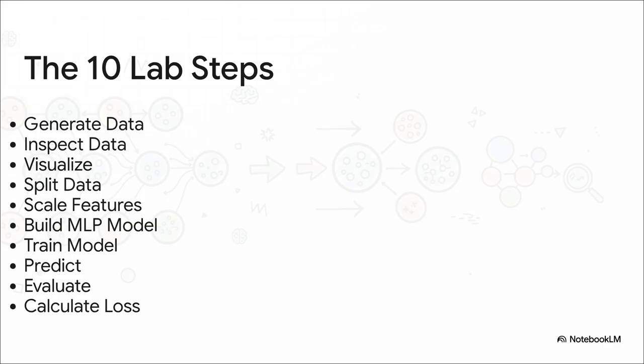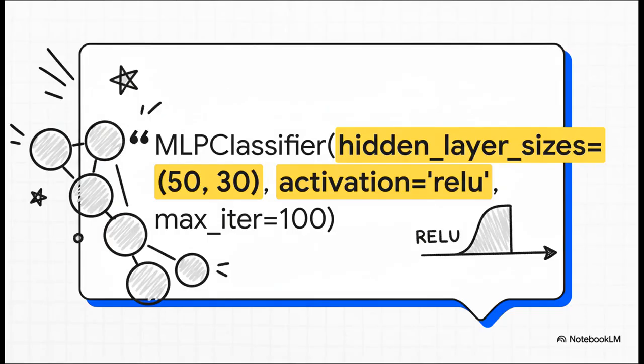And we're going to follow the standard machine learning workflow here. We'll generate the data, check it out, visualize it, split it, scale it, and then finally build, train, and evaluate our MLP model. It's a classic 10-step process. Now, this one line of code is really the heart of our entire lab. This is where we define the architecture of our neural network. We're setting up an MLP classifier with 2 hidden layers, the first with 50 neurons, the second with 30. We're telling it to use that ReLU activation and setting a few other parameters for the training process.